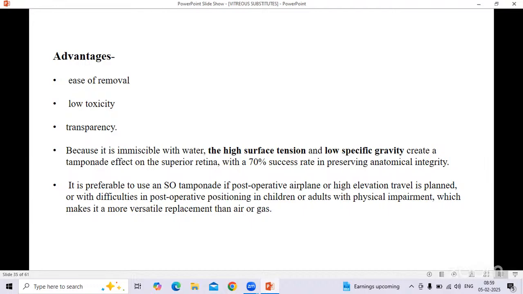High surface tension and low specific gravity creates a tamponade effect on the superior retina with 70% success rate in preserving anatomical integration. And it is preferable to use a silicone oil tamponade if post-operative aeroplane or high elevation travel is planned.